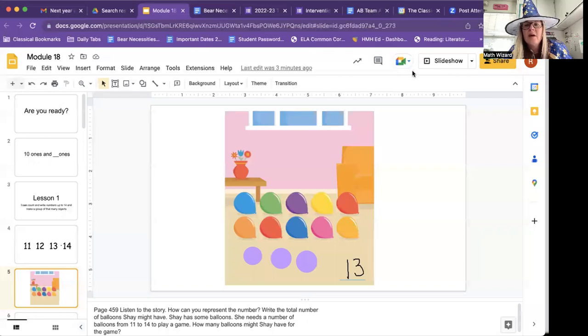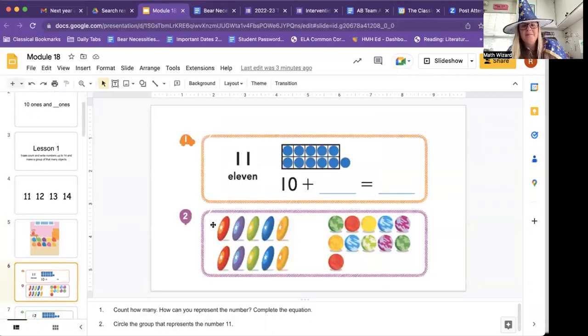All right. So you can pause this if you need to while you do that one, and then we'll go on. Okay. Do you guys remember what this is called right here? This is a 10 frame, and it's a 10 frame because it has 10 boxes for you to put circles in. 1, 2, 3, 4, 5, 6, 7, 8, 9, 10. So we have 10. Okay. Plus, how many ones are right here? Plus 1 equals 11. All right. 10 and 1 is 11.